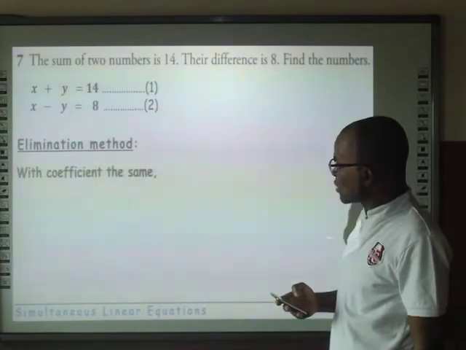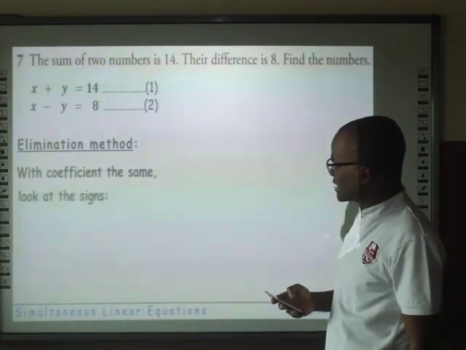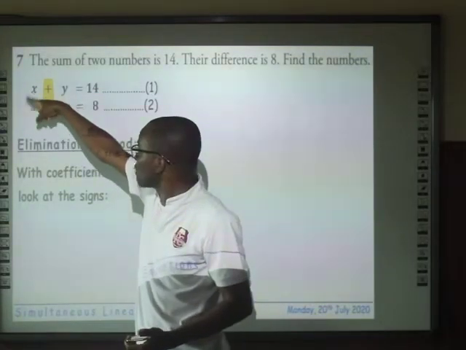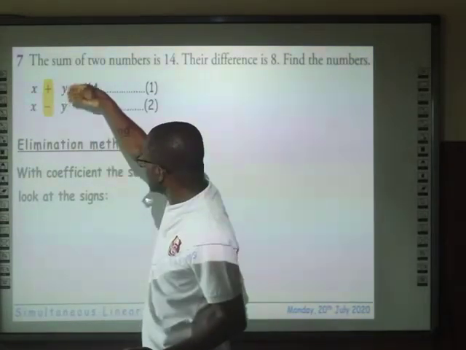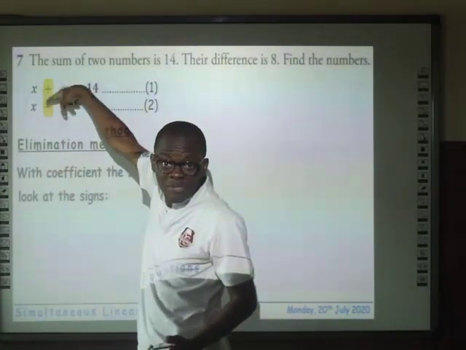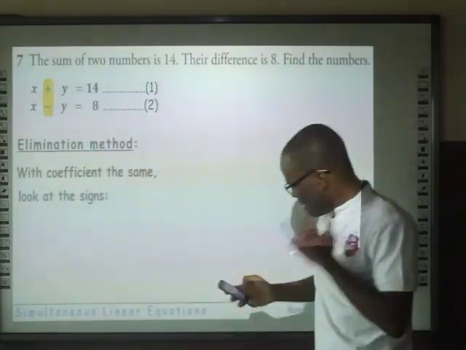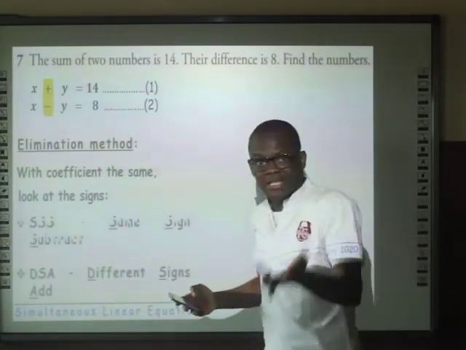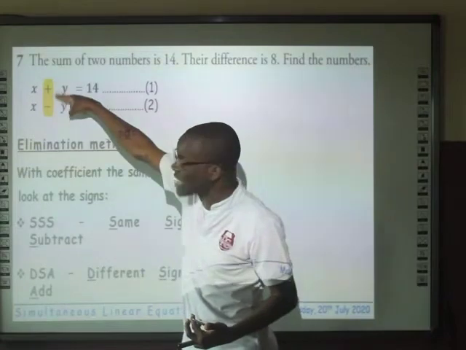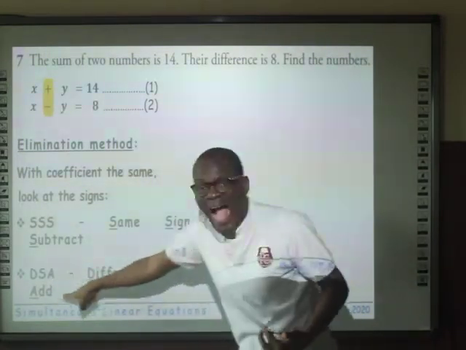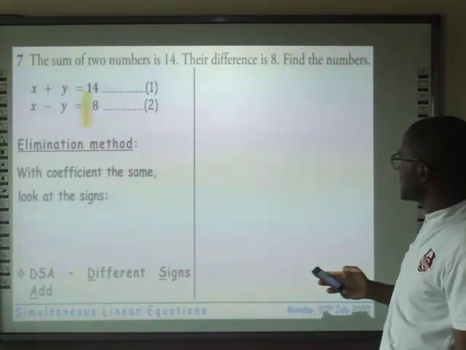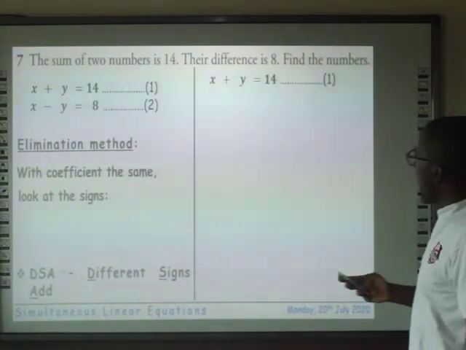When the coefficient is the same, look at the signs. Of course, the choice is yours. You can either go for x or y because they have the same coefficient. But in this case, I've decided to go for y to demonstrate the fact that this time the signs are different. Remember our mnemonics? SSS and DSA. SSS, same sign, subtract. But here we have the signs different. Different signs, add. So we're going to add now.